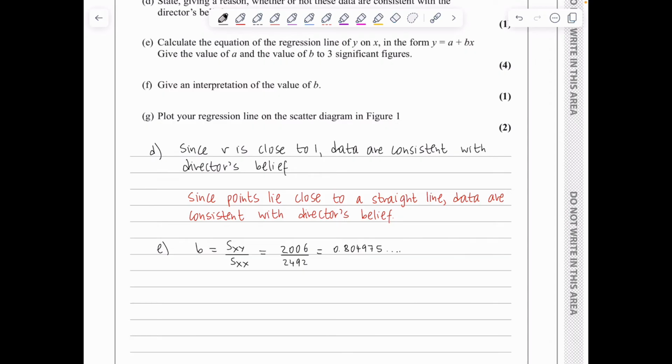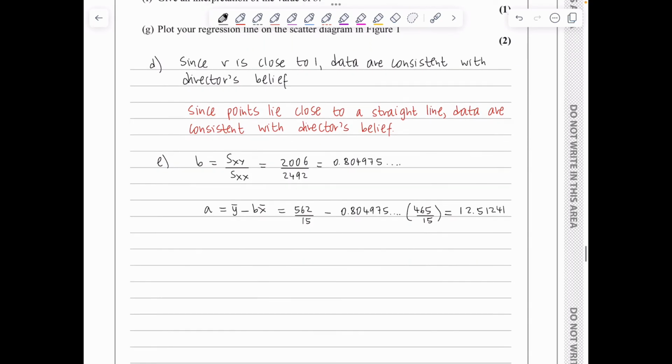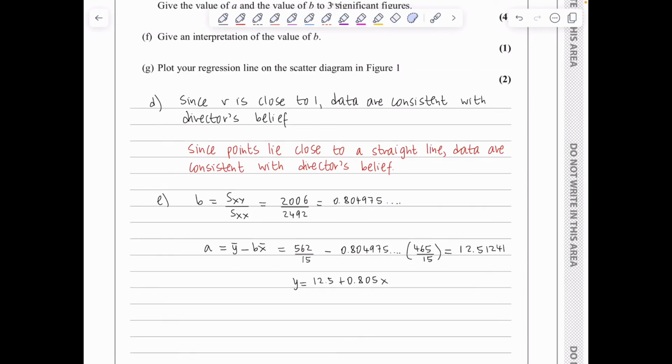And to find a, I will be doing y bar minus b x bar. So it's the mean of y, 562 over 15, minus the 0.804975... times the 465 over 15. This is giving me an answer of 12.51241. So we conclude that the model is of the form y is 12.5 plus 0.805x.